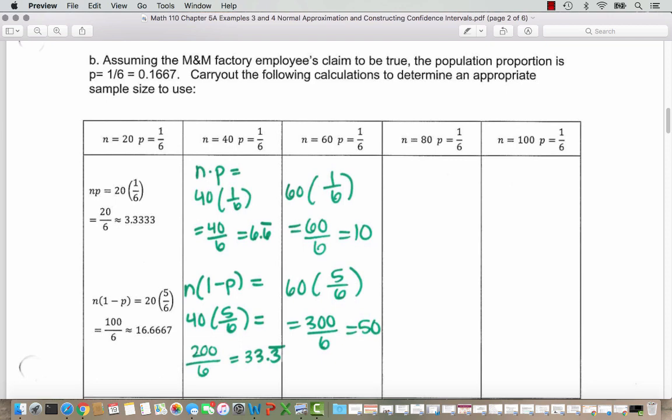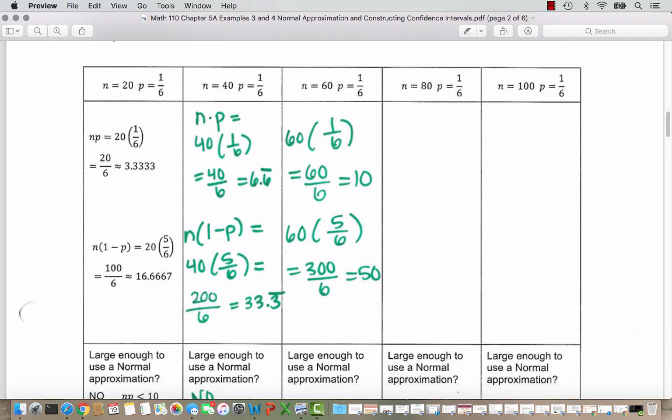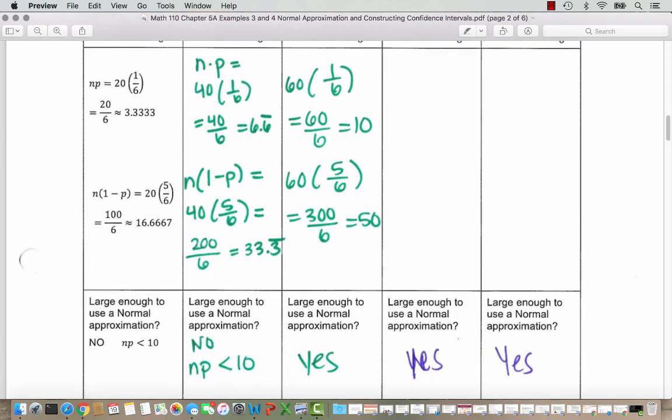And then to calculate n times 1 minus p, that would be 20 times 5 out of 6, where 5 out of 6 are the M&Ms that are not blue. And so when we multiply, that would be 100 out of 6, or 16.6667. So are these values at least 10? And n times p was only 3.333, so that's not a large enough sample.